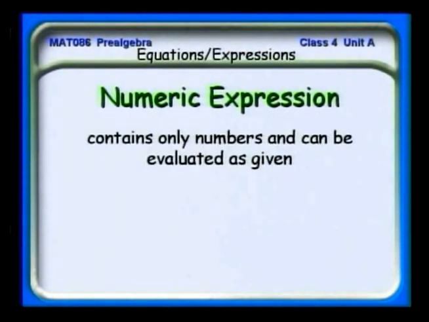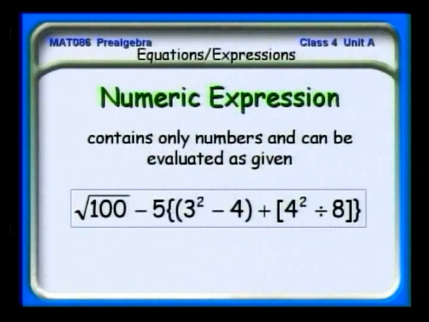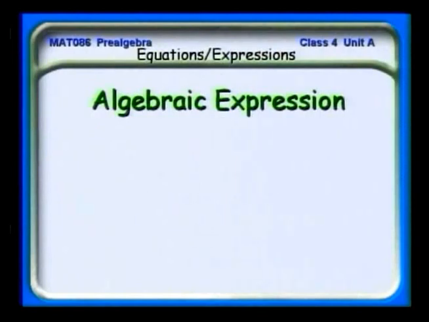Numeric expressions are only made up of numbers. For example, there's a numeric expression, and as we've seen in the previous classes and units, we can actually do the math and evaluate this expression. If I were to work this through, I would find out that it's equal to minus 25.